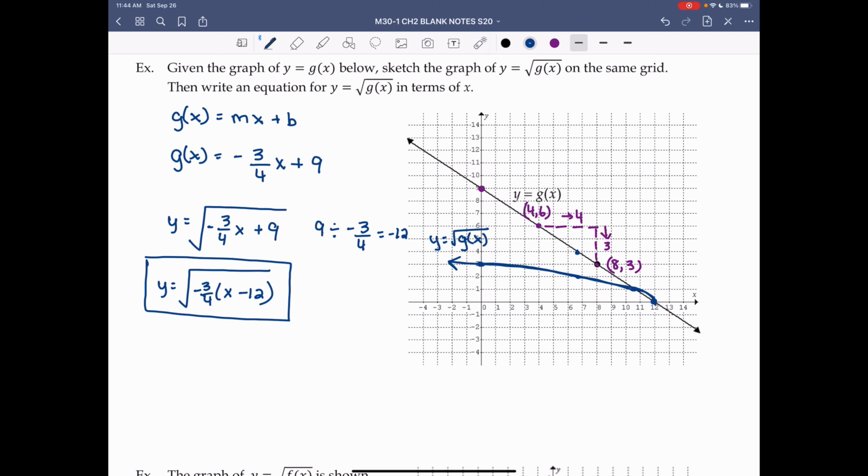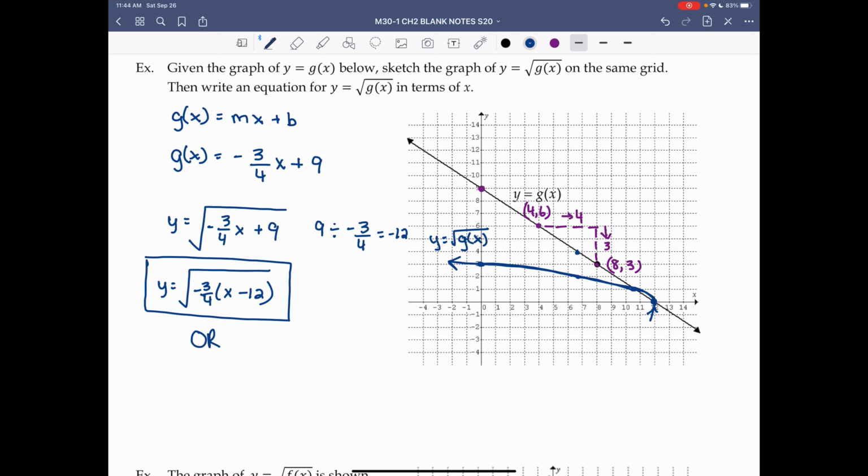So the minus 12 would represent a shift 12 units to the right from the original square root of x function. So if we look, our endpoint has been shifted 12 units to the right. So that matches up. Then what if we wanted to write it as, instead of having a b value, we had an a value as well? So we can do that. This is one possible function, y equals the square root of negative 3 over 4 bracket x minus 12.